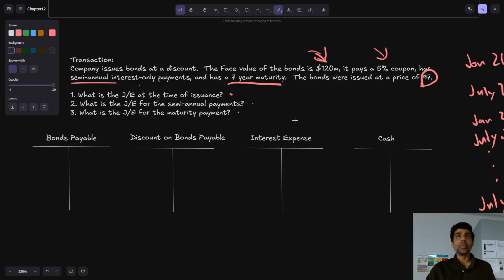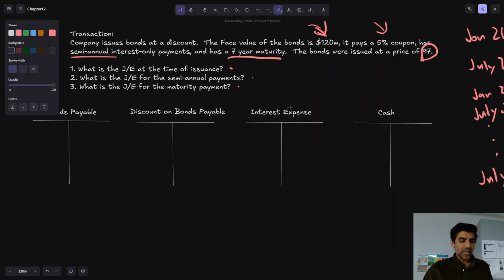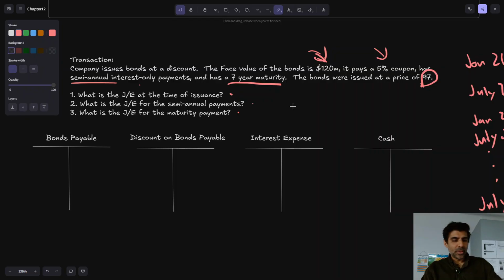So I'm just going to talk through it, and then eventually you're going to get practice with it. But I think just try to follow along. So at the time of issuance, basically you're going to have to deal with cash coming in, you're going to have to deal with the fact that it's less than the par value. You're going to have to record some bond payable at the par value plus the discount.